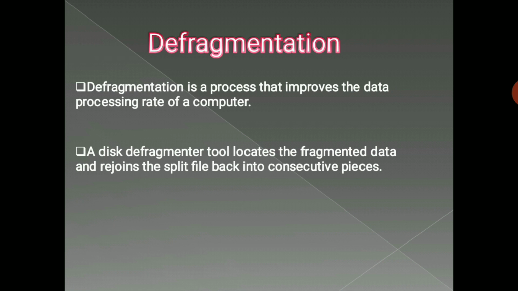Our last example of utility software is defragmentation. Defragmentation is a process that improves the data processing rate of a computer. It does so by correcting fragmentation. Defragmentation is like cleaning house for your server or PC. It picks up all of the pieces of data that are spread across your hard drive and puts them back together again.